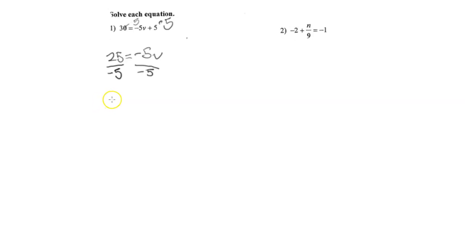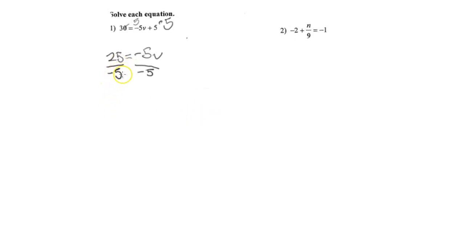A positive and a negative give you? Try again. Negative. Yes. So positive 25 divided by negative 5. A positive, either multiplied or divided by a negative, gives you a negative. 2 positives gives you a positive. 2 negatives gives you a positive. But if you have only 1 negative, it's negative.